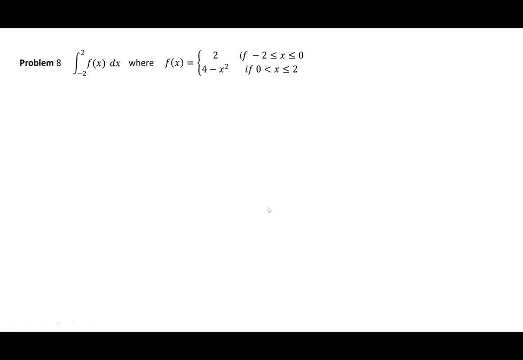Now check this out. Integral of -2 to 2 of f of x dx, where f of x is 2 if -2 is less than or equal to x less than or equal to 0, whereas it is equal to 4 minus x squared if 0 is less than x less than 2.